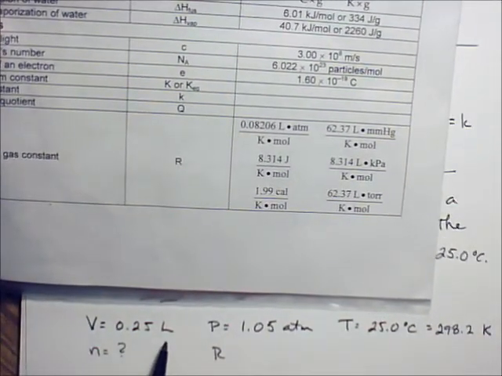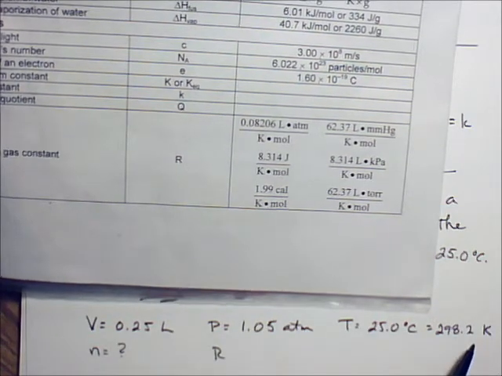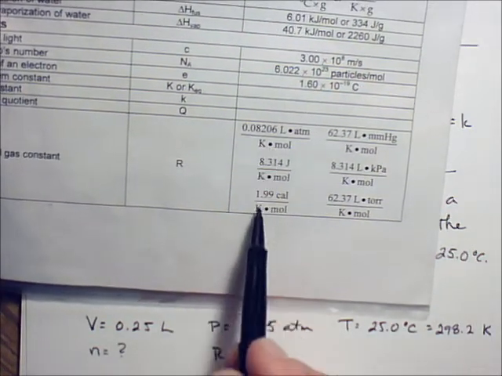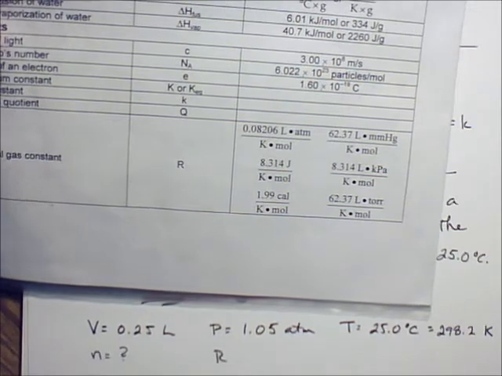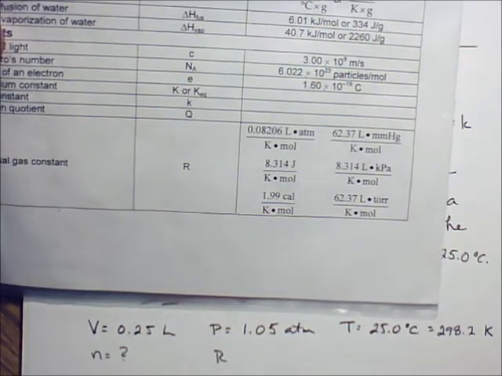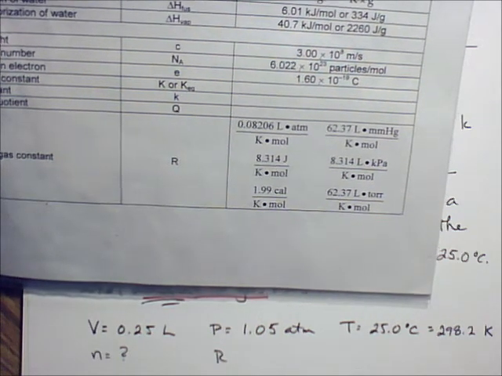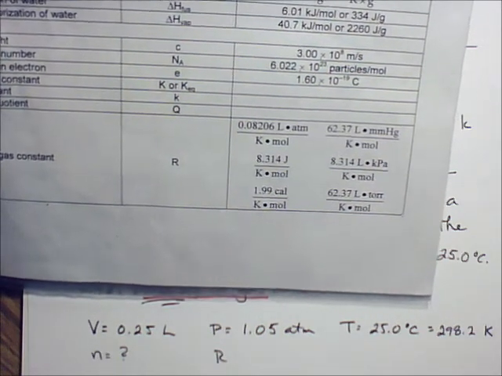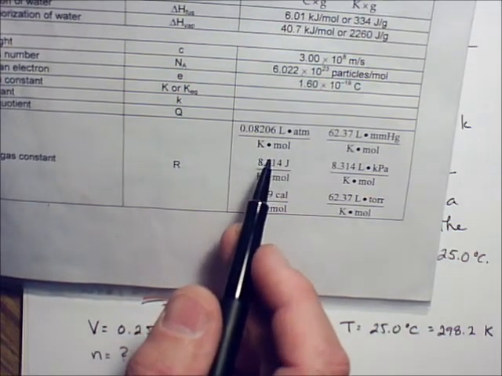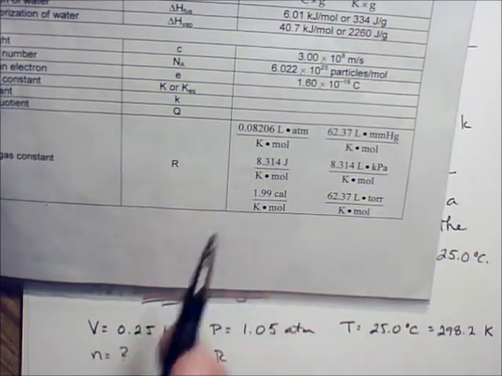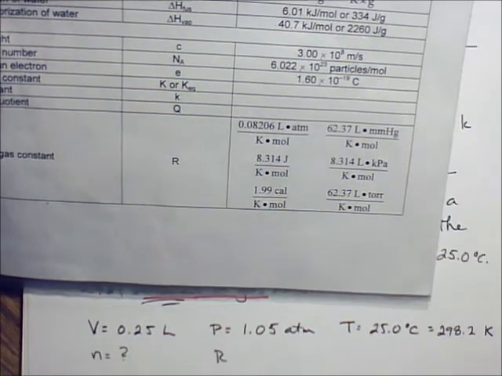I've got liters, I've got atmospheres, and I've got Kelvin. All I have to do is find the version of R that has those same measurement units. Wouldn't it be the first one? Yes. I kind of made it easy for you the first time. It's the one right there. Liters, atmosphere, Kelvin, and we're trying to find moles.